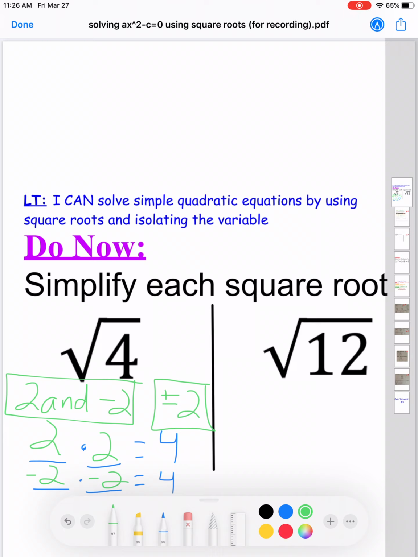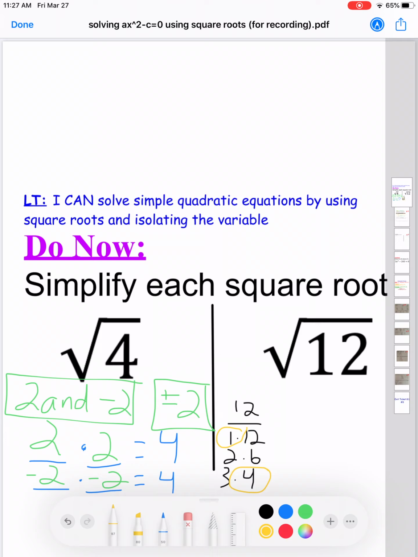Now, when we come over to the square root of 12, there are no numbers that when I multiply it by itself, that gives me 12. So that means that 12 is not a perfect square. So instead of just saying, okay, I can't simplify this, the other thing we have to think about are the factors of 12. So if we list out the factors of 12, we have 1 and 12, 2 and 6, and 3 and 4. Now we ask ourselves, are any of those factors perfect squares? And we see that 1 is a perfect square because we can do 1 times 1, or 4 is also a perfect square because we can do 2 times 2.